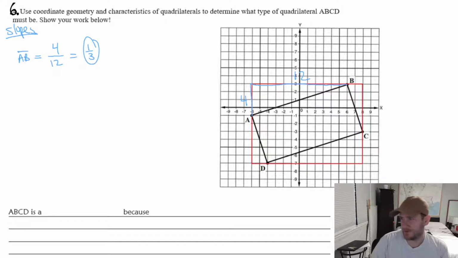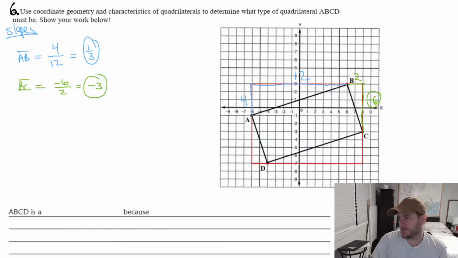Then we'll go after BC. And for BC, you can see that we're running 2, and then we're rising 1, 2, 3, 4, 5, 6. But we're going 6 down. I think I just said that backwards, by the way. But we're rising the -6. That goes in the numerator. We're running +2. That goes in the denominator. So that's a slope of -3.